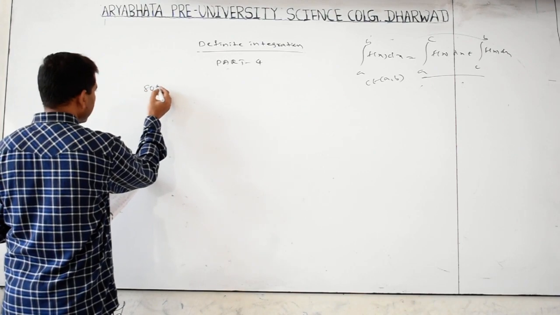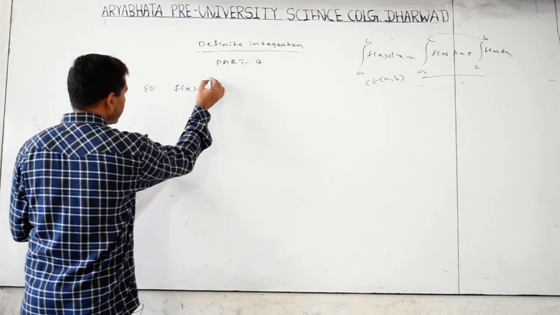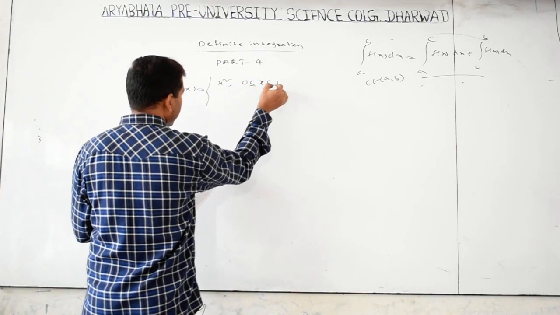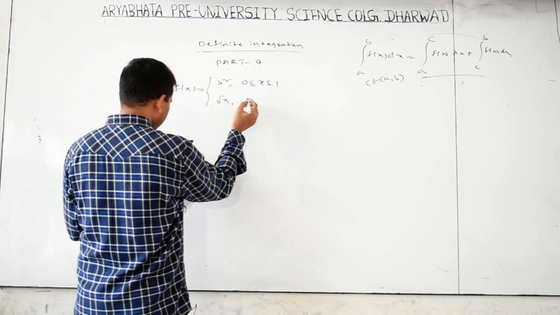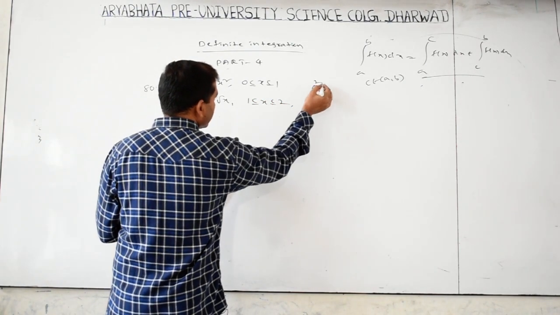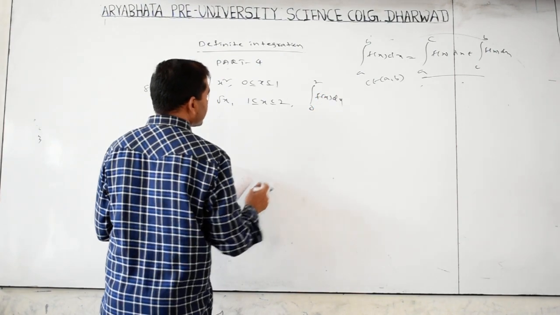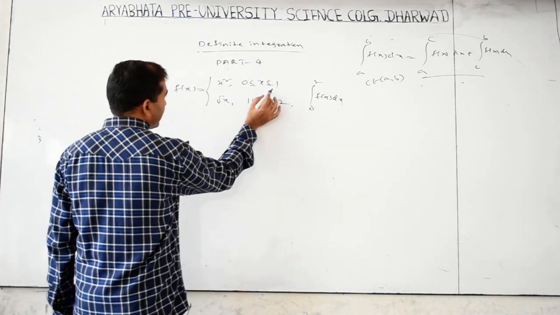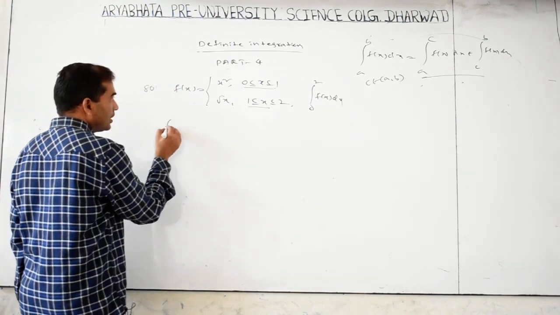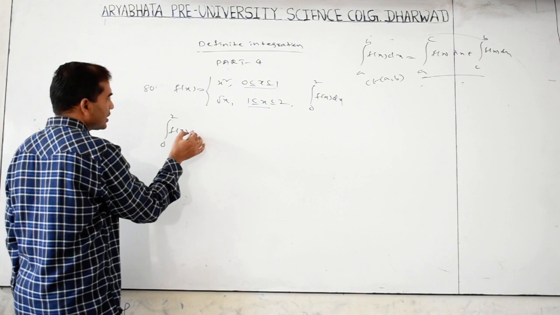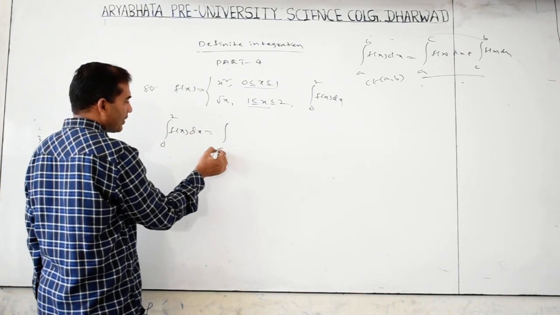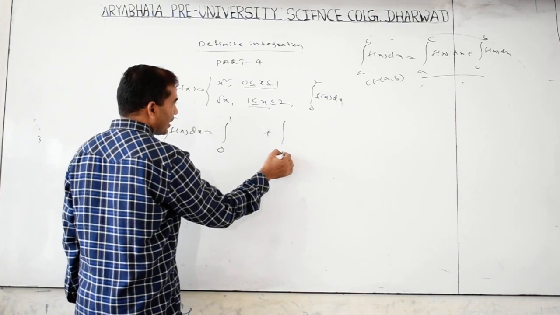Question 80: f of x equals x square for 0 less than or equal to x less than or equal to 1, and root x for 1 less than or equal to x less than or equal to 2. Then integration of 0 to 2 f of x dx. Here it changes limits: 0 to 1 is different, 1 to 2 is different. So 0 to 2 f of x dx, since 1 is there in between 0 to 2, write separate intervals, 0 to 1 plus 1 to 2.